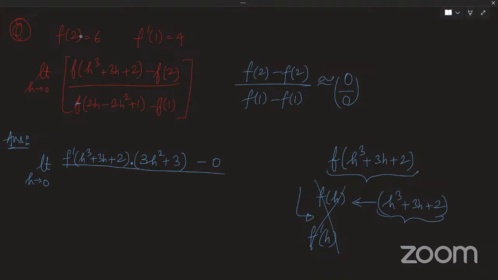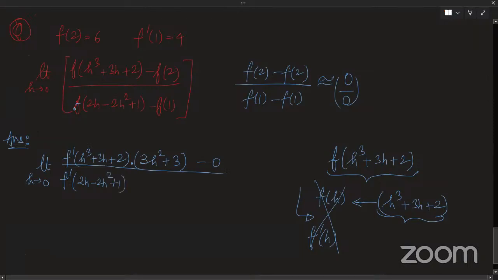Inside f of h, f of 2h minus 2h square plus 1 is inserted. So I approach from the outermost side. The first function that I get is f of h. I differentiate it, I get f dash h. So what will be the first term that I write over here? f dash of 2h minus 2h square plus 1.